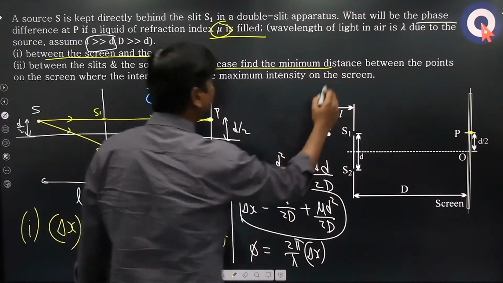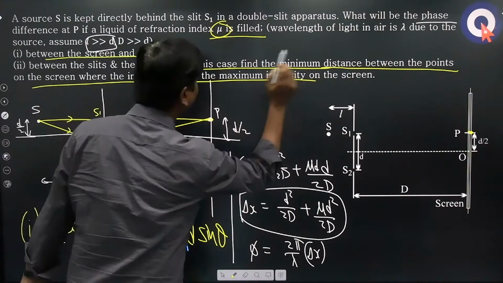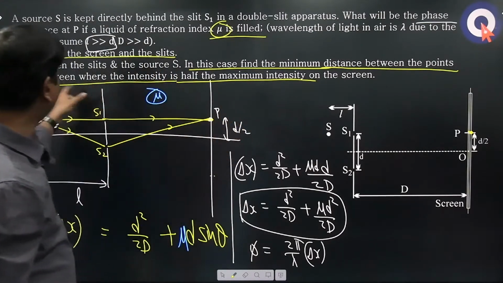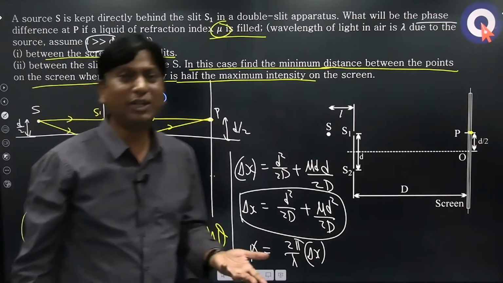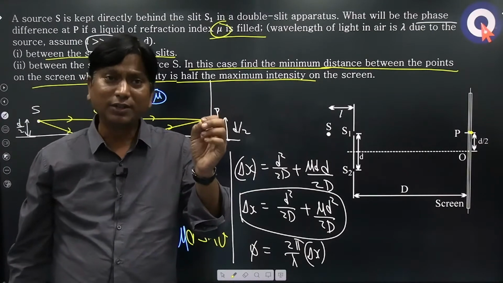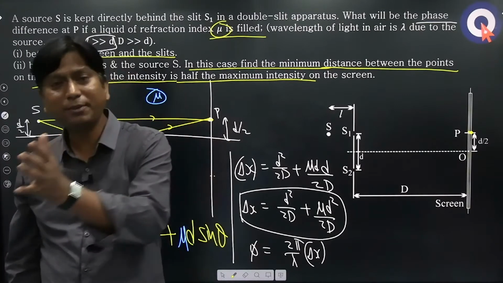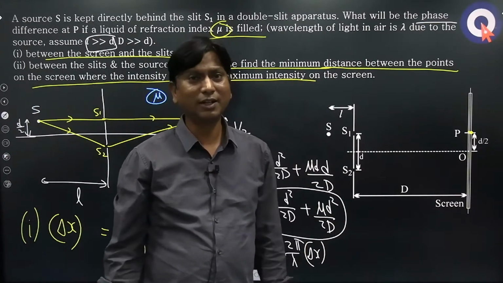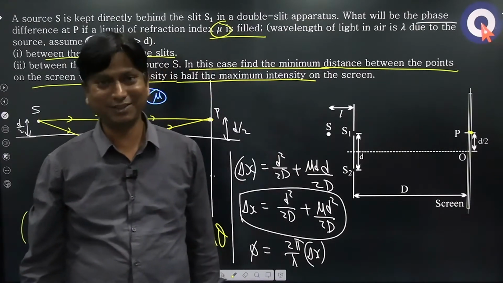In this case, the minimum distance between the points on the screen where the intensity is half the maximum intensity on the screen. So what should be the minimum distance between the 2 points on the screen where the intensity is half the maximum intensity? We know that, assuming the two slits, whatever waves are coming have intensities I naught and I naught, the maximum intensity is 4 I naught and half of that will be 2 I naught. Correct. So whenever it is 2 I naught, what should be the phase difference?